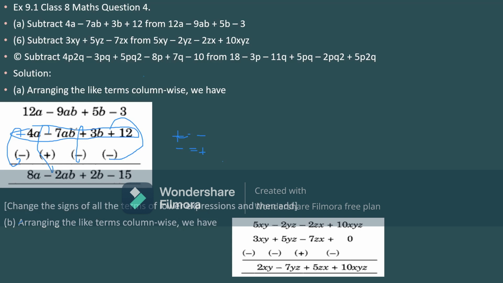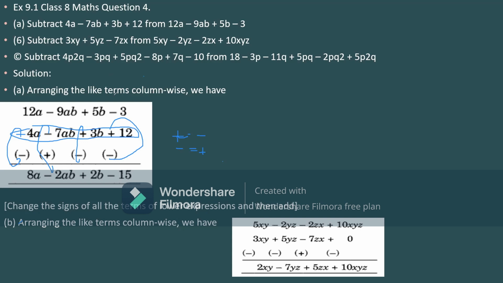9ab minus 7ab is 2ab. Then the greater number has minus, so you have to keep minus 2ab. Then the different signs again. So different signs, subtract, keep the sign which the greater number has. 5b minus 3b is 2b. Then the greater number has plus, so plus 2b. Then the signs are minus here.